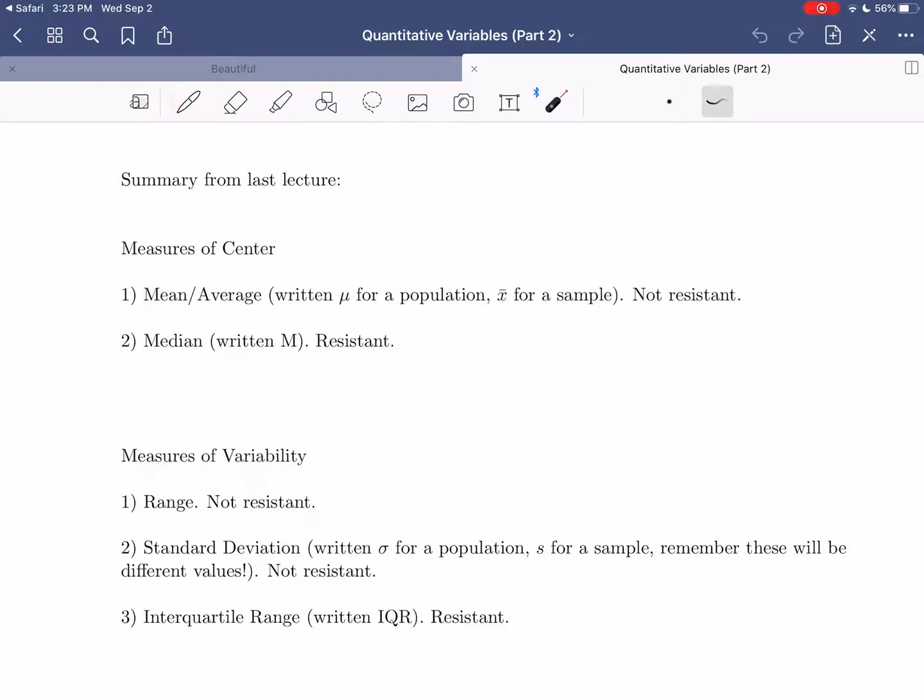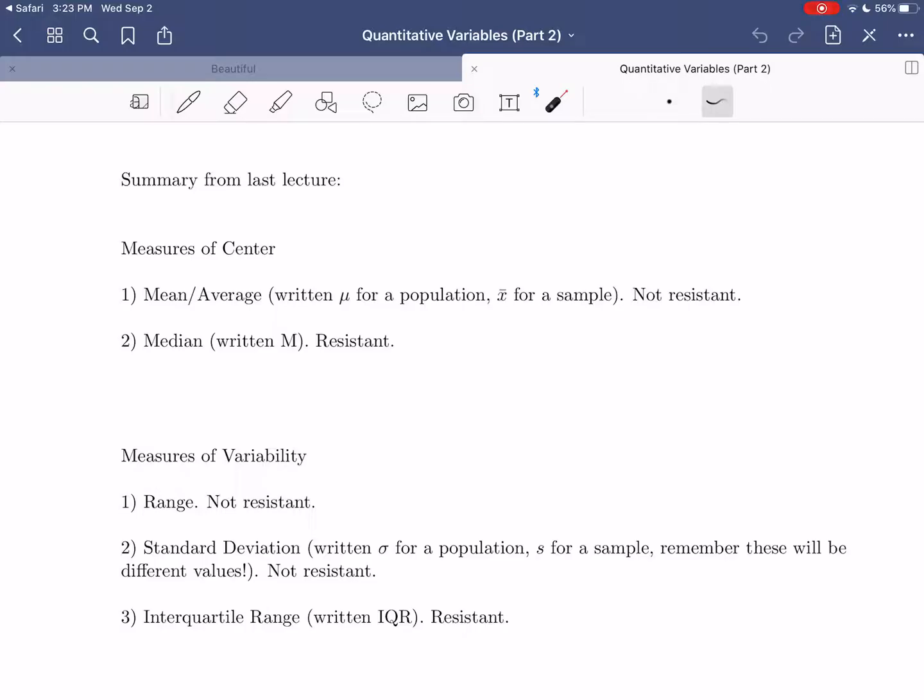In today's video, we're going to be continuing on with our investigation of descriptive statistics for quantitative variables. To start off with, let's quickly summarize what we discussed from the last lecture. We talked about that there are three main things that we wanted to measure when working with a quantitative data set. We want to understand the center, the variability, and the shape of that data set.